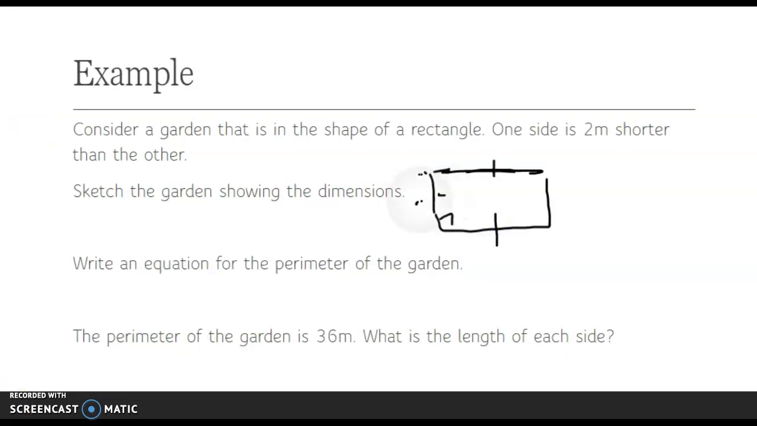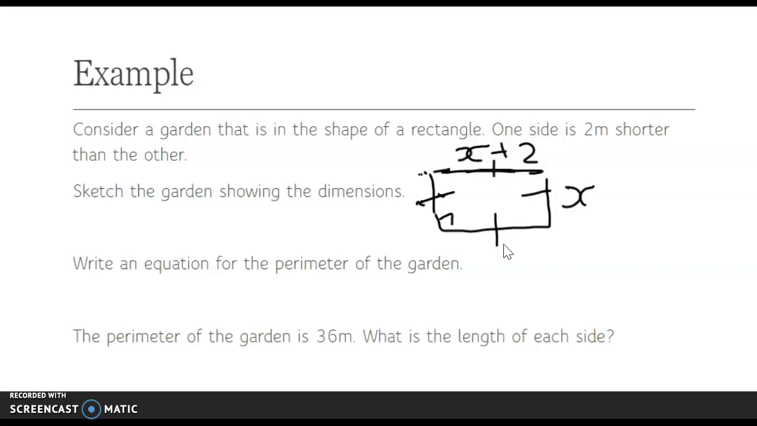So I've tried to draw a little rectangle here, and the first thing that we need to do after that is to let one of the sides be X. Now, because I prefer to work with pluses and minuses, I'm going to let the shorter side be X. And it says the shorter side is 2 meters shorter than the other one, so that means the long one must be X plus 2. So we've sketched the garden showing the dimensions.